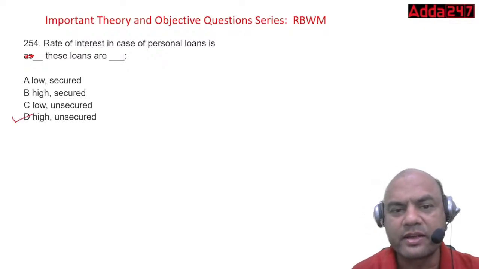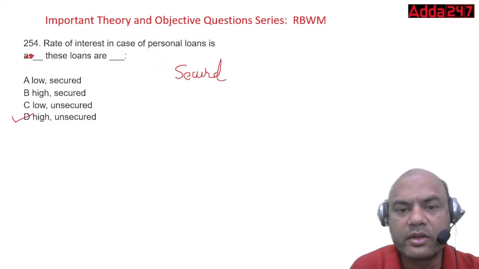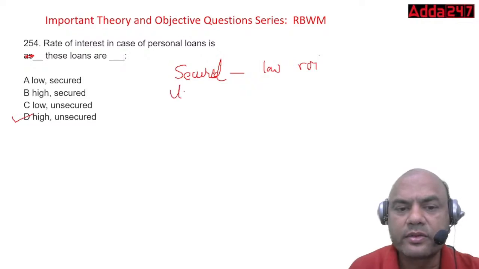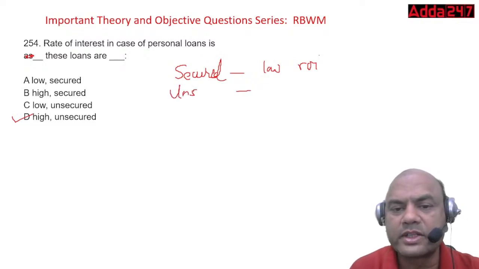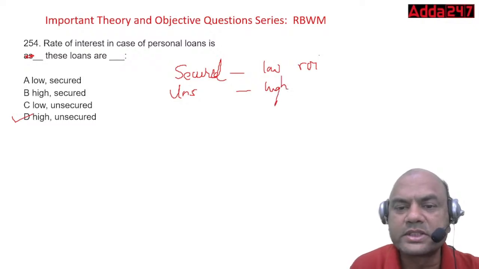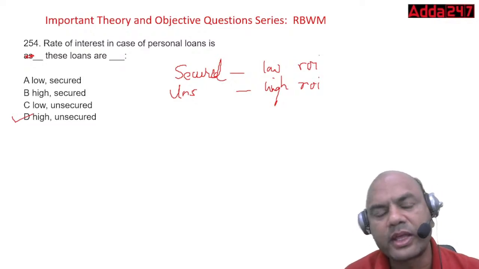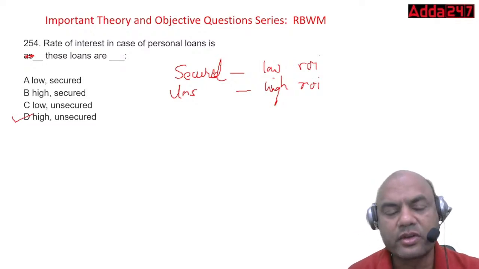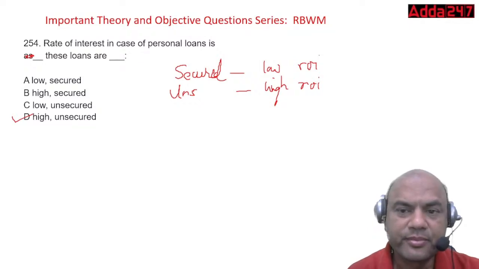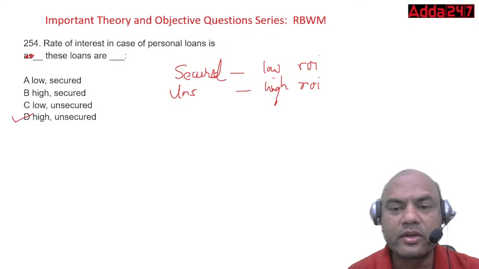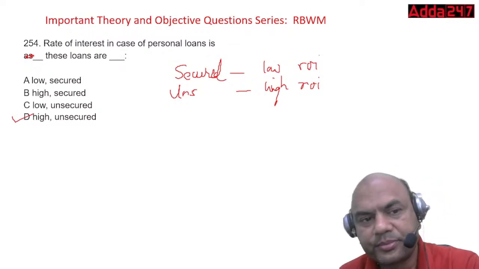Remember, the logic is very clear. Loans which are secured will always have a low rate of interest, low ROI. Loans which are unsecured will always have high ROI. The rule is simple. If you are going to give funds to anyone and you are taking security, you can give some leniency or leverage regarding the ROI. But if you are not taking any security, then you will definitely charge a higher ROI.